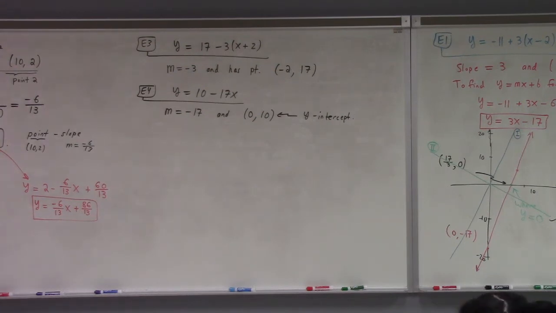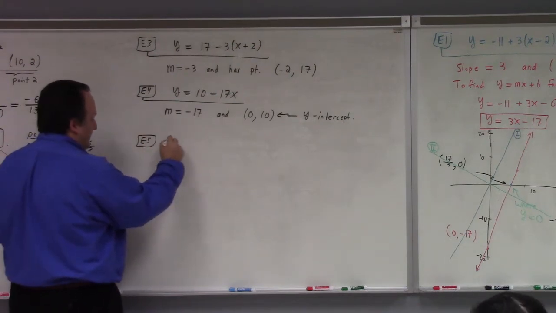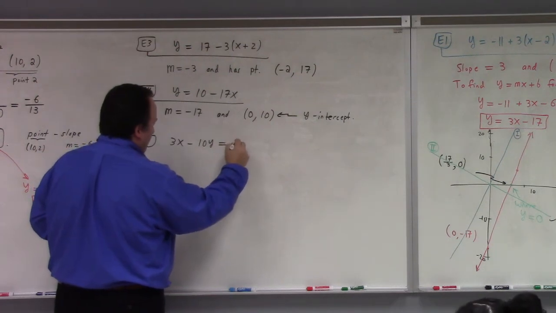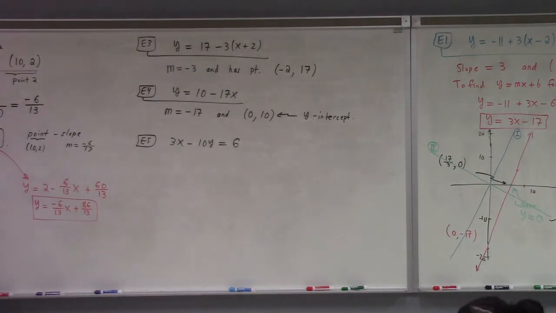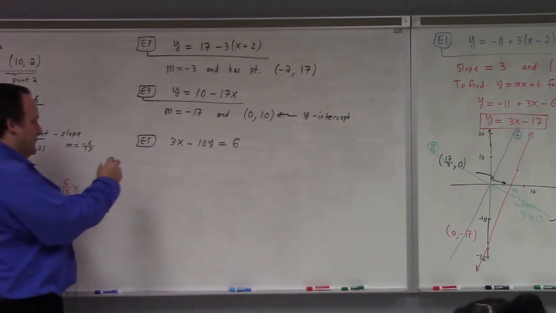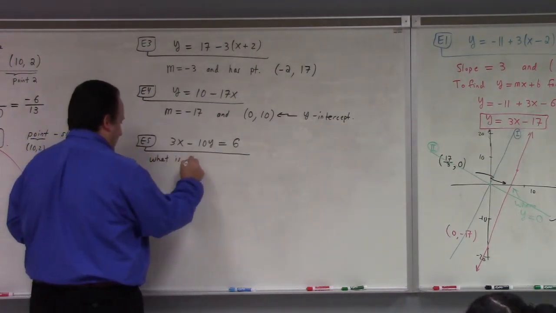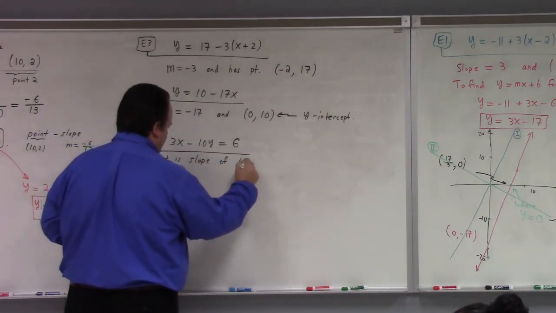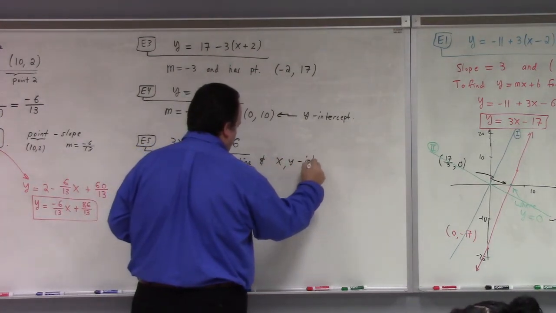All right? So here, let's work another one. Suppose you're given 3x minus 10y equals, oh, I don't know, 6. What would be an interesting question we could ask about this one? How about what is the slope of the line? Slope of the line and x and y intercepts.